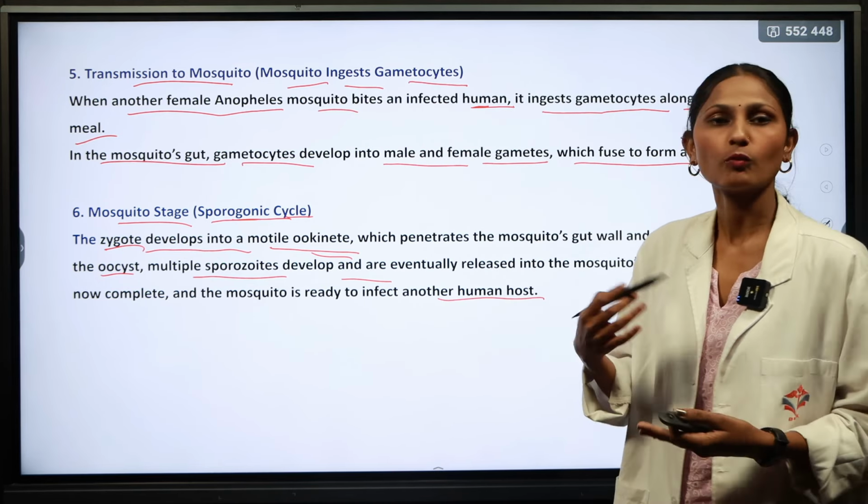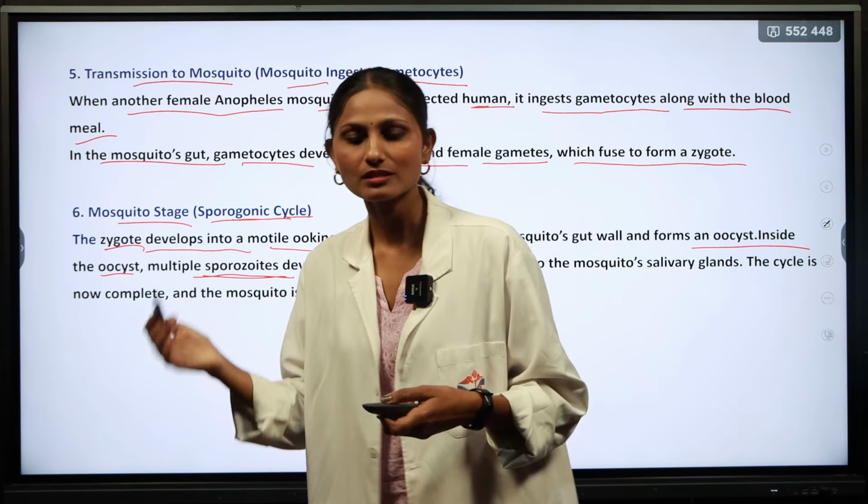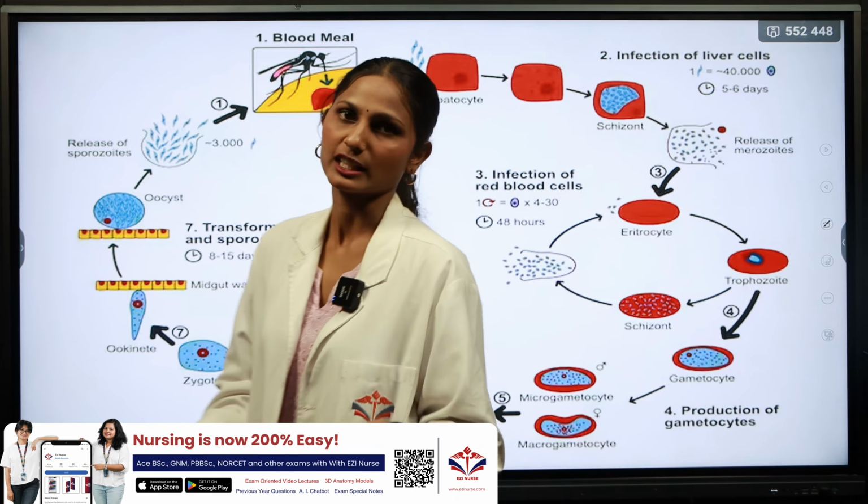After the ookinete is developed, there will be a formation of the oocyst, and after this oocyst is developed, sporozoites will be released from it, and again it is ready to infect another human. So this is the cycle of malaria. We will see in diagrammatic form how it takes place.